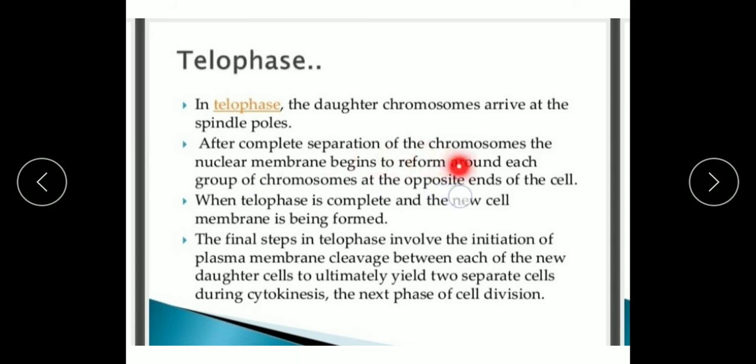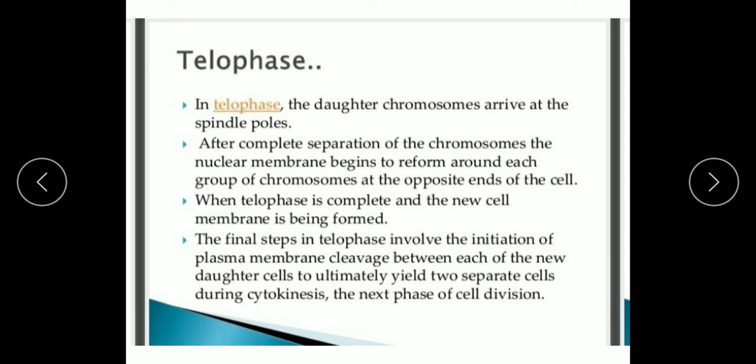After completion of the separation, the chromosomes are at either pole. After that, the nuclear membranes begin to reform around each group of chromosomes at the opposite ends of the cell. So now the chromosomes have moved to opposite poles of the cell.